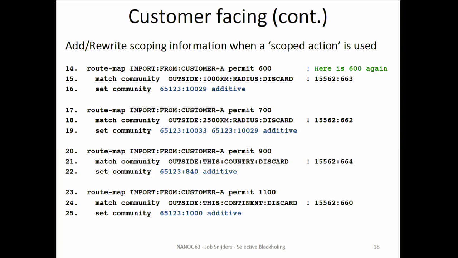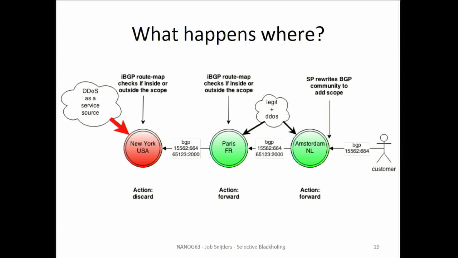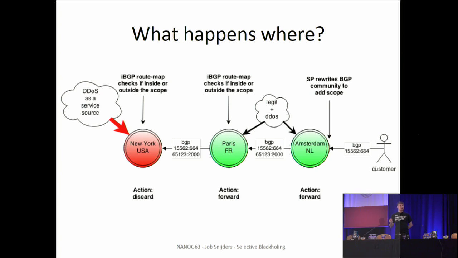And for each of the functions we defined, outside 1,000, 2,500, outside this continent, outside this country, we add special communities to match on locality. And this is the reason why this concept works. At each step in the propagation throughout the service provider's network, we can verify, are we inside this geographic region or outside this geographical region? Because at the far side, on the right side where the customer connects, we there add information to help assess the locality of such prefixes.